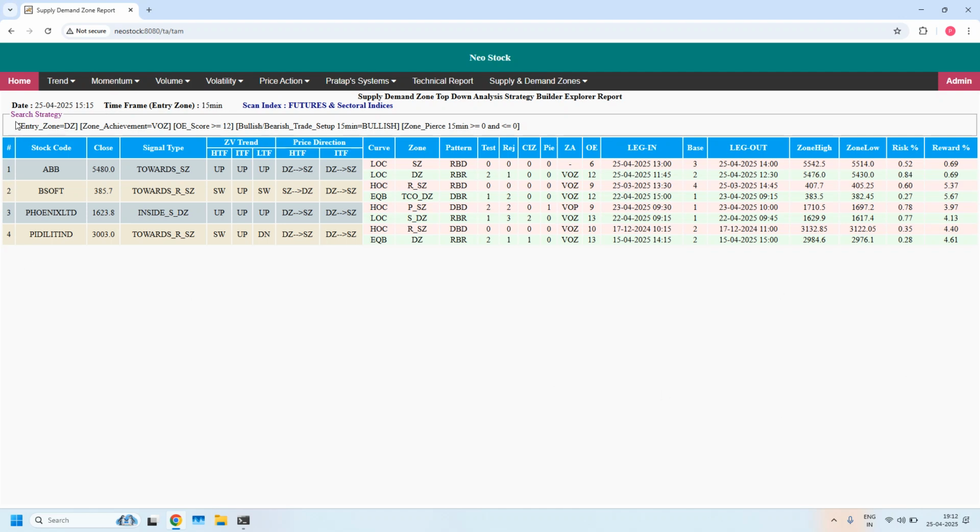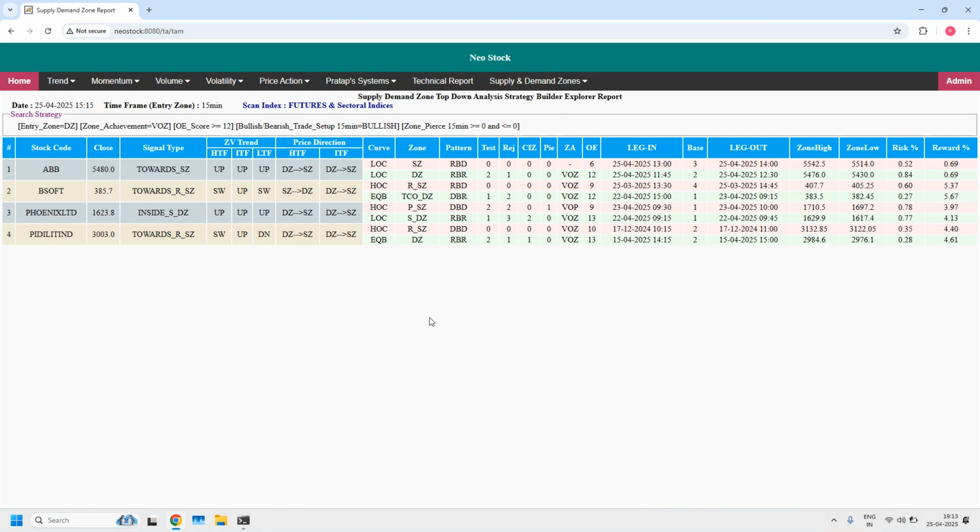Always look into the search strategy and also the entry time frame. All these 4 stocks are supporting bullish trade setup for daily income trade, and entry time frame zones are 15-minute demand zones. So we got 4 stocks. Out of these 4 15-minute demand zones, we should identify high probability supported zones.